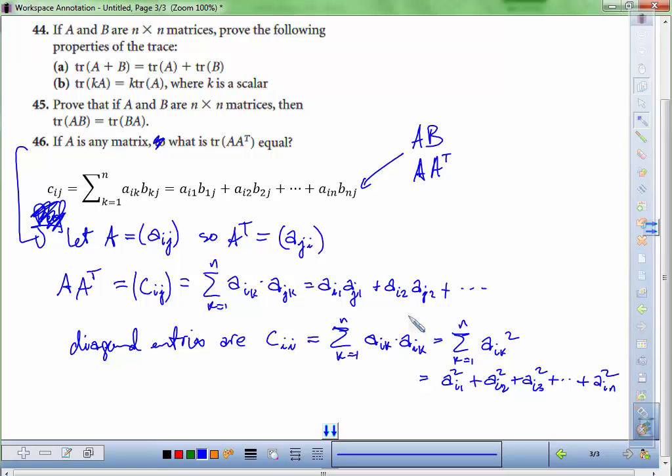So this is a_ii, and what we want to do is add up C11 plus C22 plus C33, because those are the entries in the diagonal, so that's the trace. Let's see if we can summarize what C11 is. C11 equals A11 squared plus A12 squared plus A13 squared plus dot dot dot.